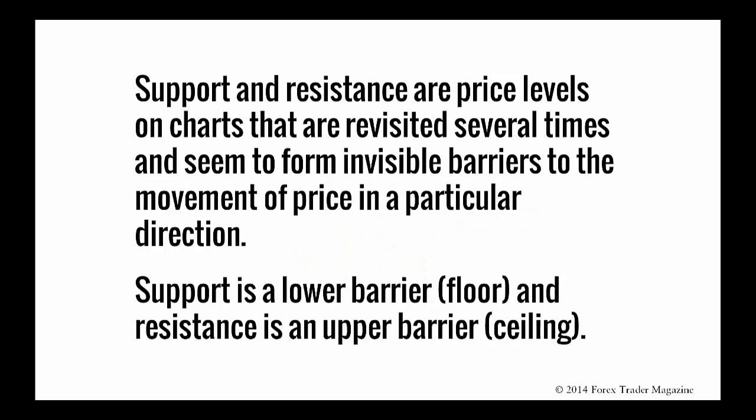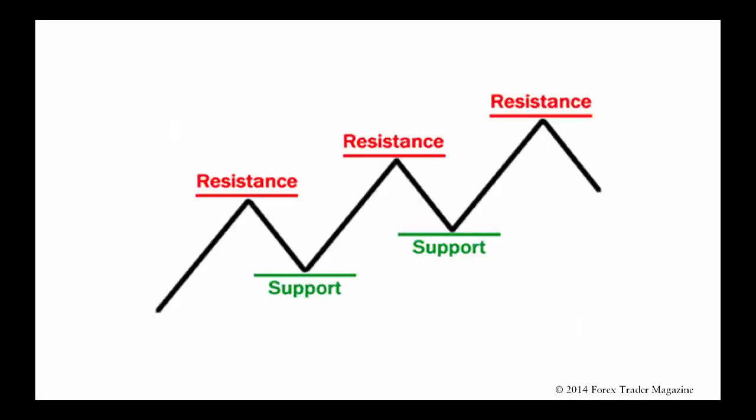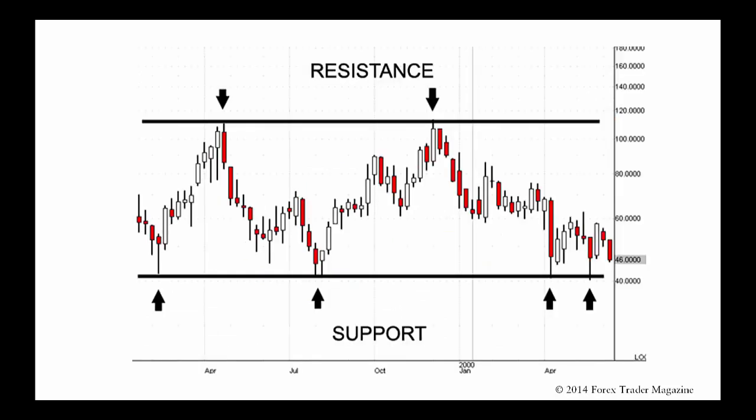Support and resistance are then price levels on charts that are revisited several times. That's important. They're revisited several times, and they seem to form invisible barriers to the movement of price in a particular direction. Support is a lower barrier, a floor barrier, and resistance is an upper barrier or a ceiling. And here we can see a graphic showing some levels of support and resistance. And if we then move that to a real chart, you can see again some support and resistance.